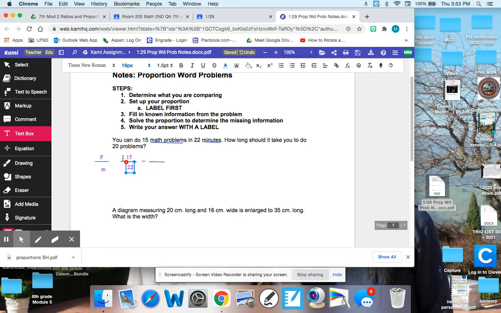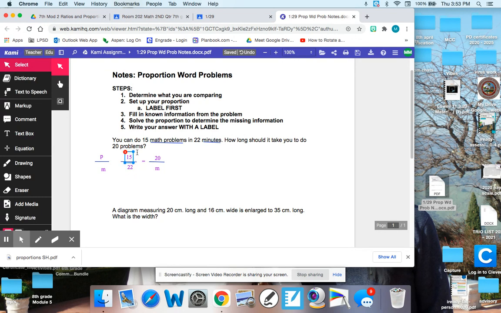Well, P is my top ratio, so it's going to go here, and we are going to put in the number 20. Now we're going to start using a variable to represent what needs to be found, and that is going to be M for minutes. All right, based on our work that we did the other day, can we move from 15 to 20 easily? Are we able to use a scale factor from 15 to 20? No. Can we simplify 15 over 22? Nope. So we need to use our cross multiplication.